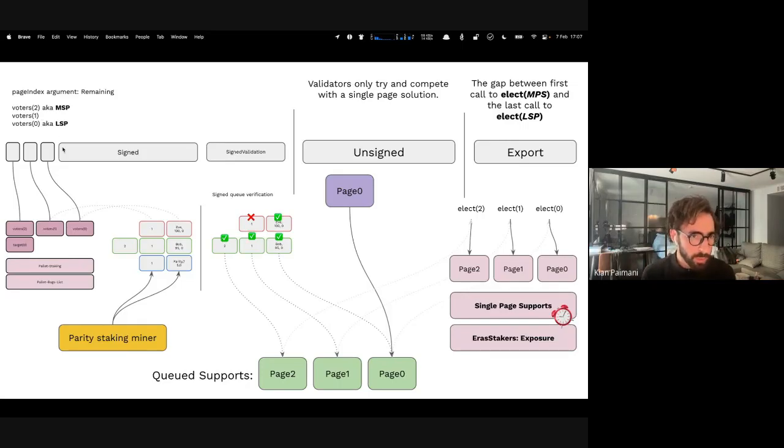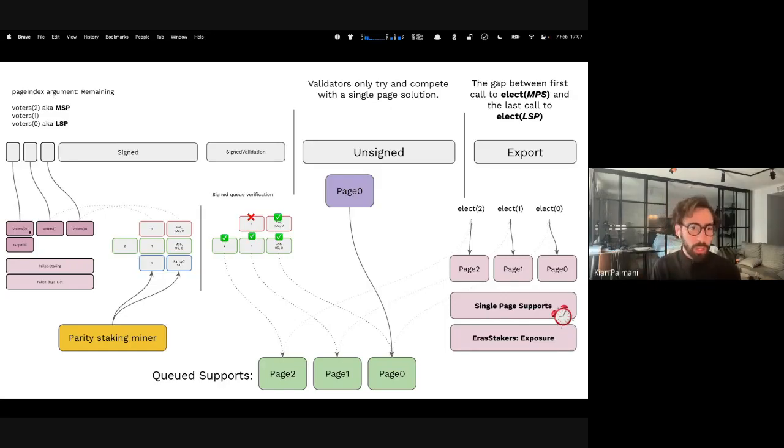So before the signed phase starts, we have this other phase called the snapshot creation phase or something like that, where we call into the function that gives us the voters, but this time we also give it a page index. So we say, hey, give me the second page of voters. Then we tell it, give me the first page of voters. And then, give me page 0 of voters. This is an opinionated decision from my side, that we always interpret these page indexes as the number that's remaining.